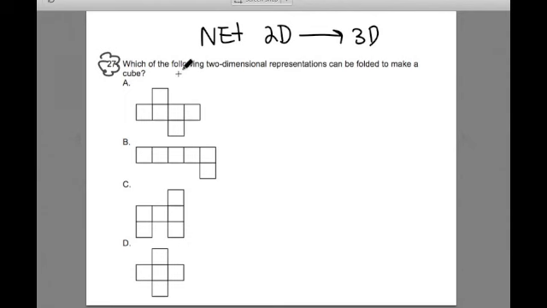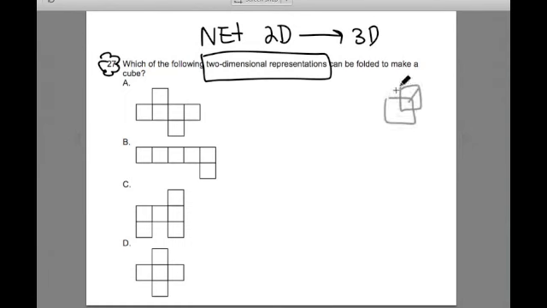It says, which of the following two-dimensional representations can be folded into a cube? So A, B, C, and D are all two-dimensional representations that if we folded them up, we're hoping to get a cube or a 3D object. That cube is going to look like this. So we're going from 2D, right? 2D to 3D.